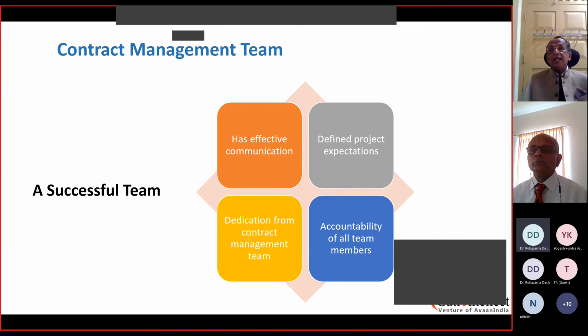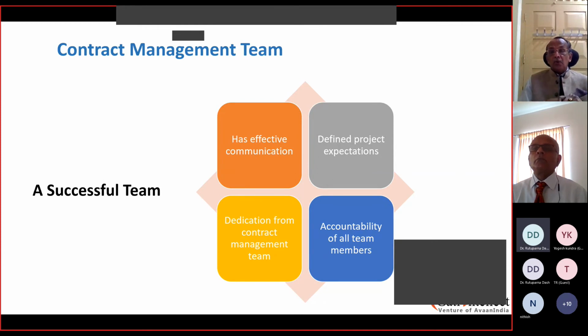Accountability of all team members. See, accountability is a word which has got different connotations as well. If you are accountable, the word is empower. If you are empowered, you are responsible as well for what you have to do. You are responsible for what you are entrusted with. You are empowered to act as a team. You've got team members and you are the head of the team, so you have to work according to the norms of the team.